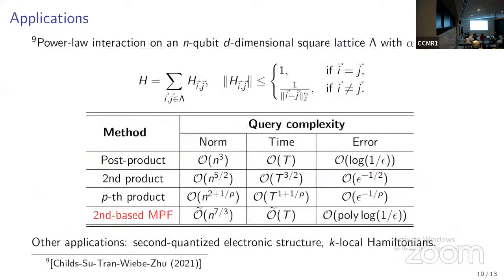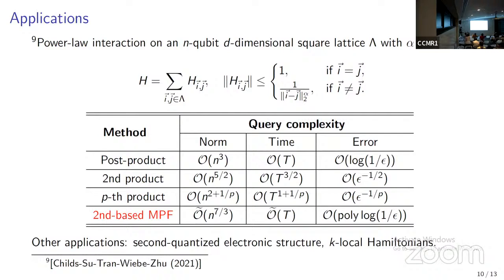So for example, I want to show you one application, which is the power law interaction. Suppose that we have an n-qubit d-dimensional square lattice, and on that lattice, we define the Hamiltonian, which is the summation of many two-local Hamiltonians. Each h of i and j acts non-trivially on only two of the qubits. And of course, we assume power law decay: for this h of i and j, the norm decays something like 1 over the distance between i and j to the power alpha. And here we are assuming very fast decay, namely this alpha parameter is larger than or equal to the dimension of the lattice.